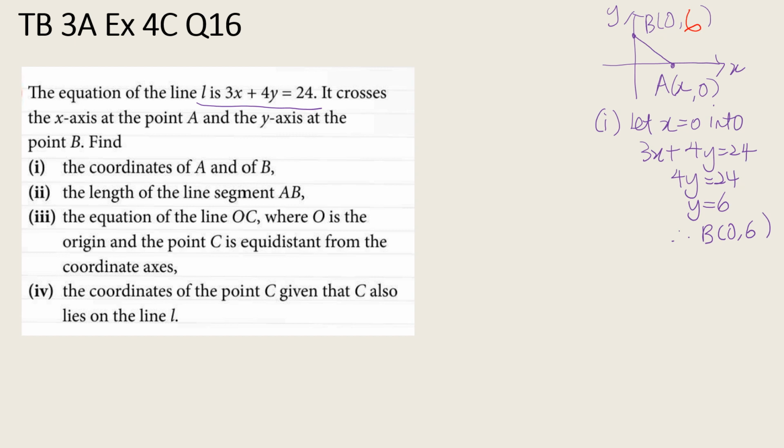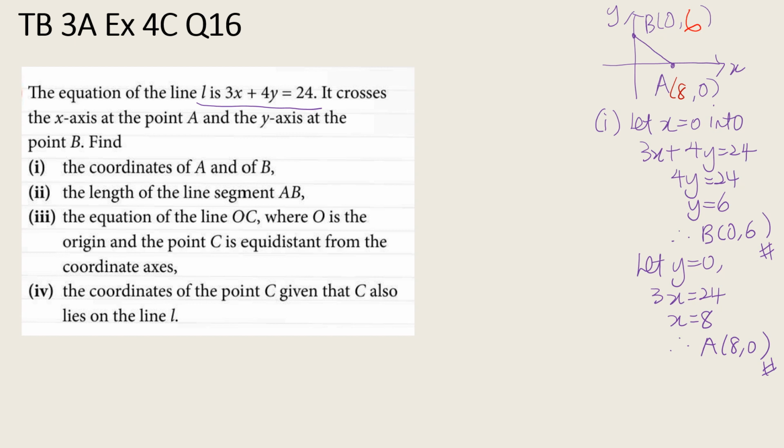Yes. So now I can replace the value of y with 6 here because I already found it. Then for point A, I'm going to let y be 0 instead. That will give us 3x equals 24 because 4 times 0 will be 0. So x will be 8. Let me write properly first. So point A will be 8, 0. So these are my answers. And I'm going to replace x now with 8. Alright, so far for part 1.